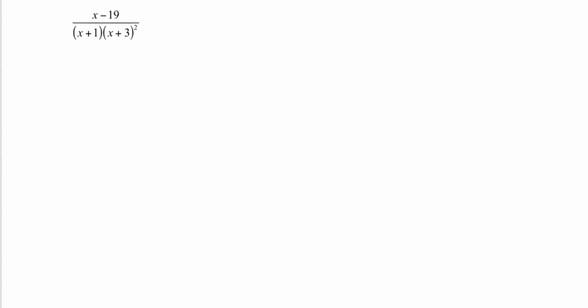Let's find the partial fraction decomposition of this rational expression. Notice that the denominator is in factored form. That will give us the number of fractions that we need. We have A over x plus 1 plus B over x plus 3. And since x plus 3 is squared in the original denominator, we'll need a third fraction, C over x plus 3 squared.